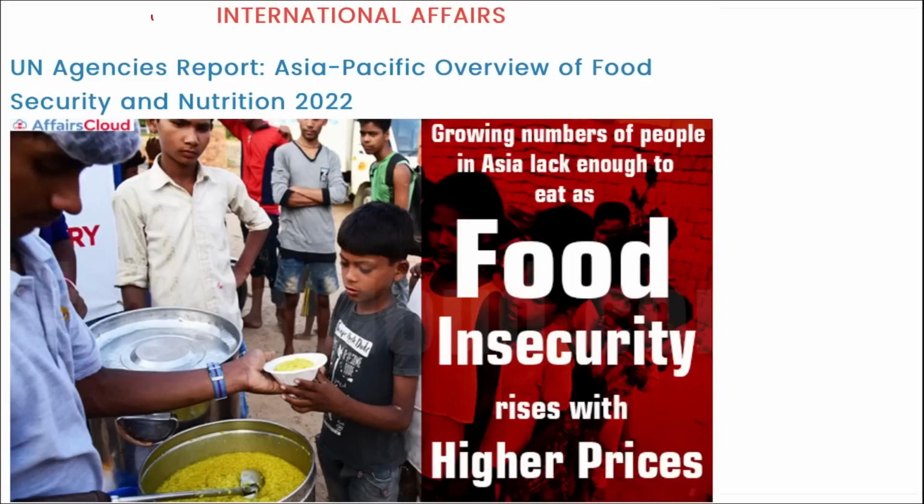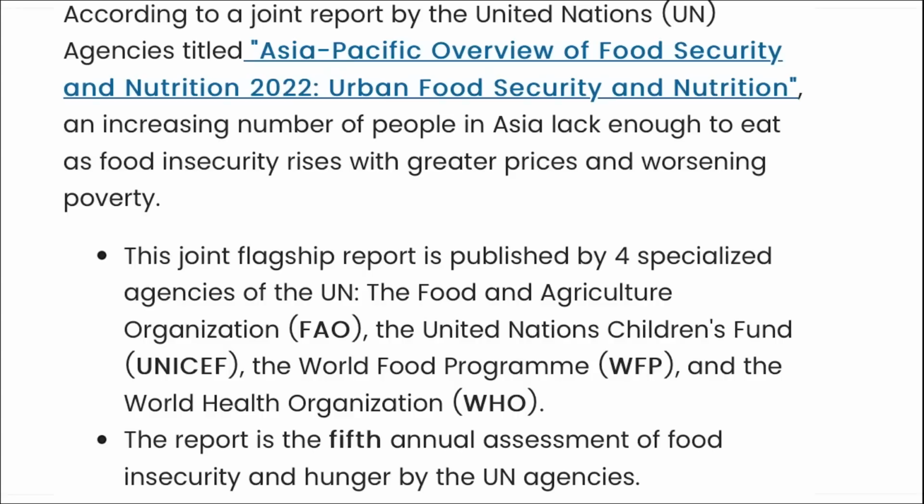Next we are talking about international affairs. United Nations agencies report: Asia Pacific overview of food security and nutrition 2022. Recently, according to a United Nations agency, there was a report titled Asia Pacific overview of food security and nutrition 2022, urban food security and nutrition. Here, this report stated that an increasing number of people in Asia are lacking enough food to eat, and this is leading to a greater food crisis and worsening poverty. As people won't be able to eat food, malnutrition will come into play.